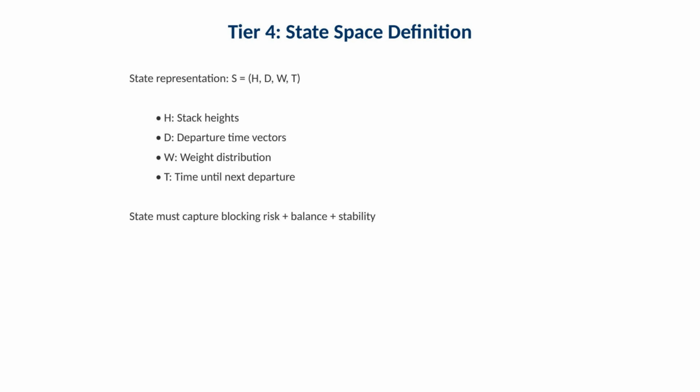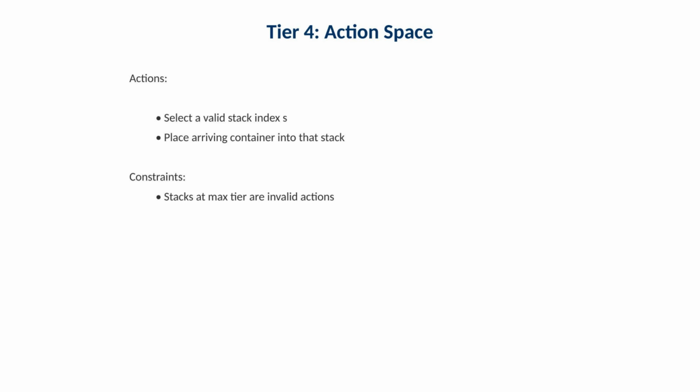The state can include current stack heights, the departure times of containers currently in each stack, the weight distribution, and time context that influences urgency. The modeling goal is to include enough information to predict blocking and reshuffle risk without making the state so large that learning becomes unstable. Actions correspond to placement choices.